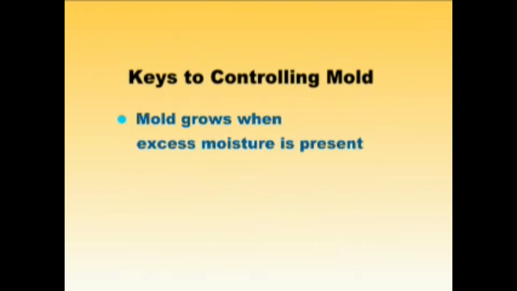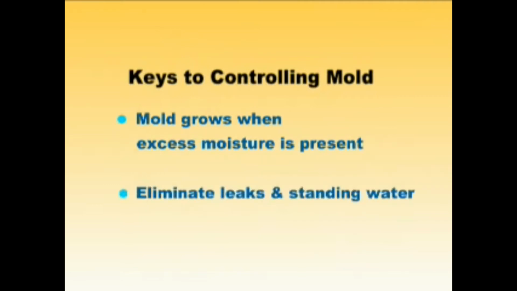Mold will grow on wood and any other organic material when excess moisture is present. So what you need to do is eliminate water leaks and standing water, and particularly when it comes to crawl spaces, keep the crawl space moisture levels below 70%.